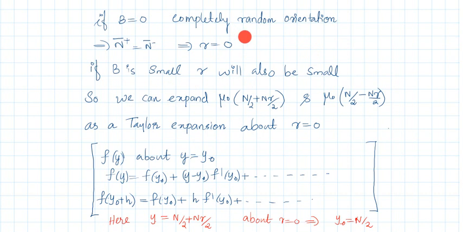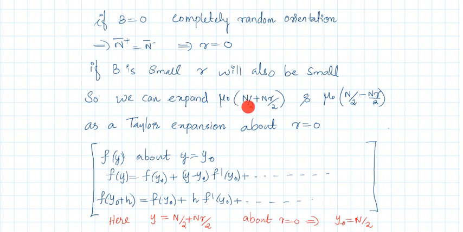Now, if b is equal to 0, if there is no external magnetic field, there will be completely random orientation of the individual magnetic moments. So the number of magnetic moments n plus bar and n minus bar will be equal, and r will be 0. There is no net magnetic moment. Okay, if there is no external magnetic field, all the magnetic moments will be random. So parallel and anti-parallel will be equal in number. So r will be 0. If b is very small, r also will be small. Okay, if b is very high, then this r tends to 1.